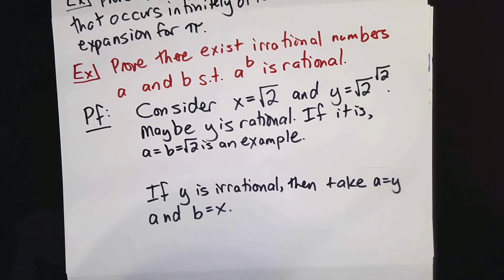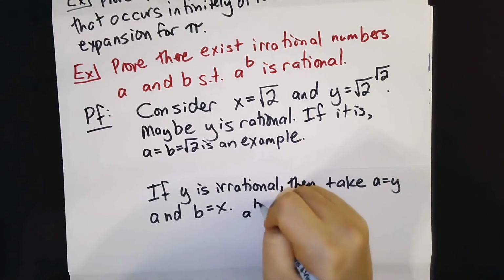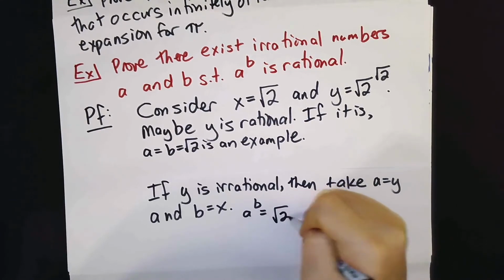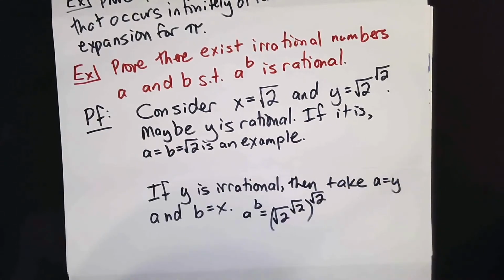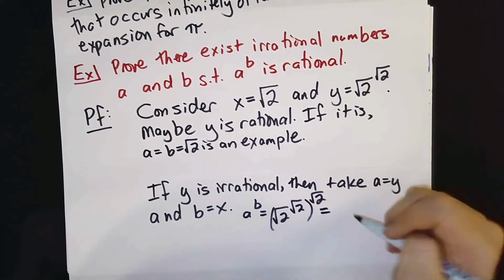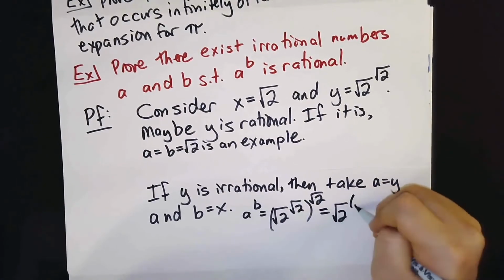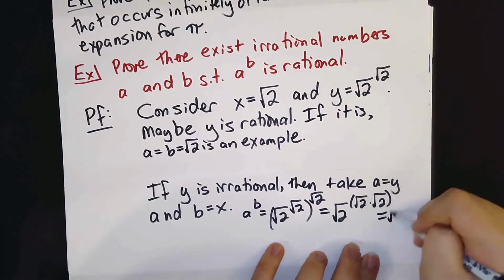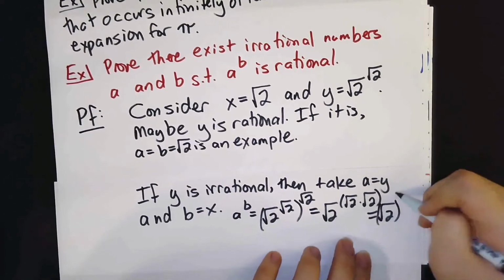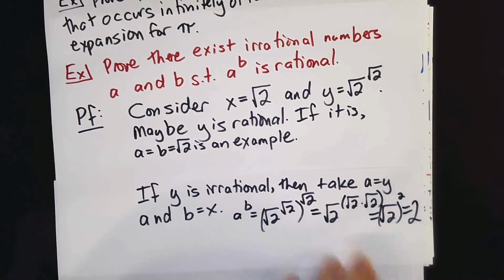But what happens is if you do that, then a to the b is the square root of 2 to the square root of 2 to the square root of 2, which happens to be the square root of 2 to the square root of 2 times the square root of 2, and then you can see where this is going. This is the square root of 2 squared, and that's 2. Definitely rational.